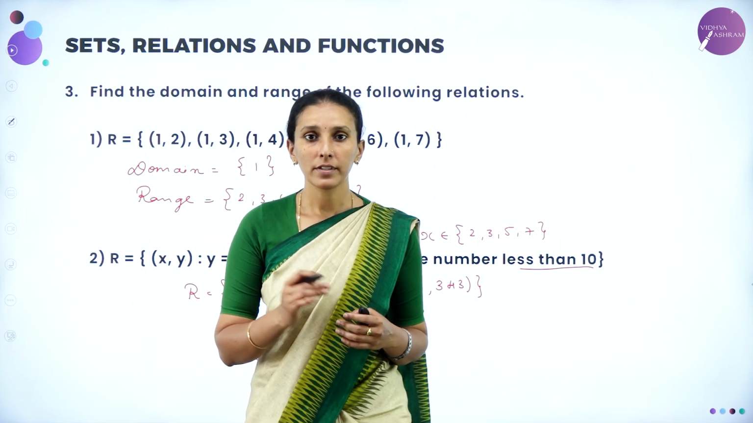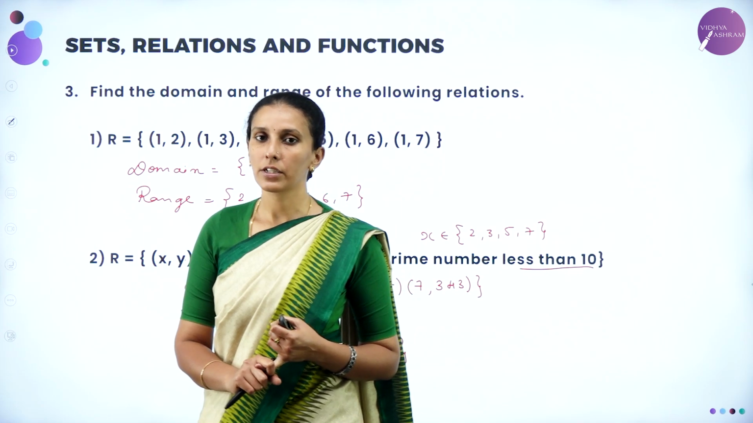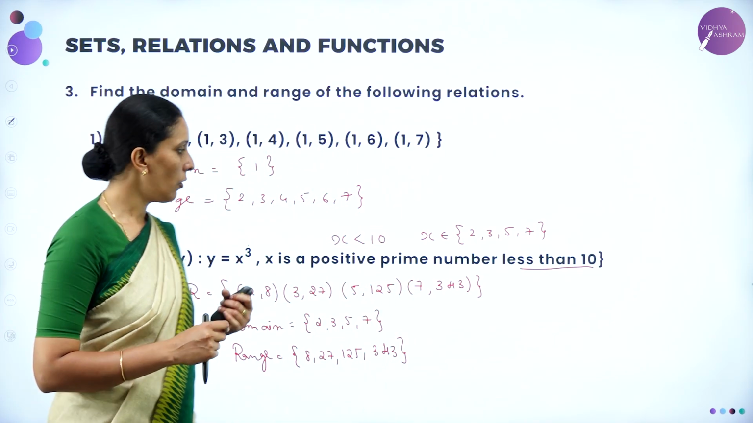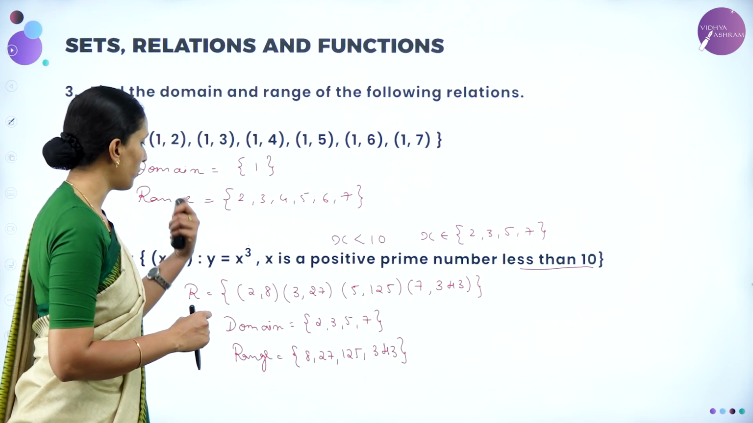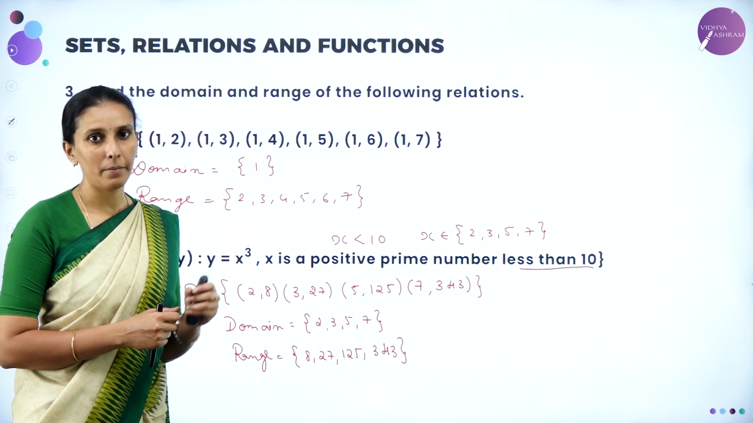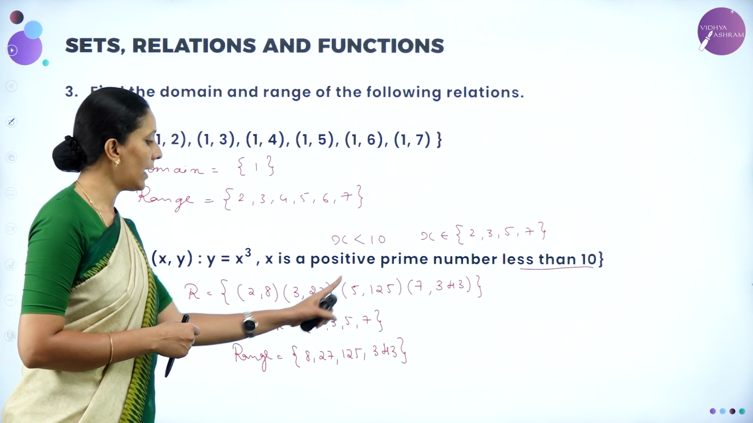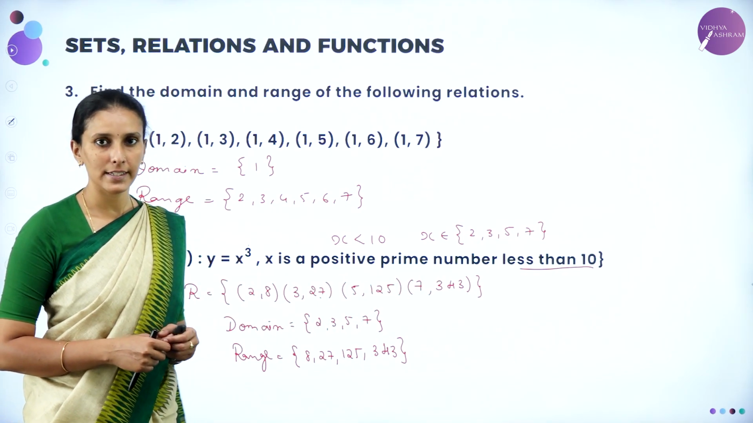So this is how we define the relation of the Cartesian product A cross B and how to write the domain and range of the given set. That means domain is nothing but the set of all first elements in the relation set and range is nothing but the set of all second elements in the relation set.